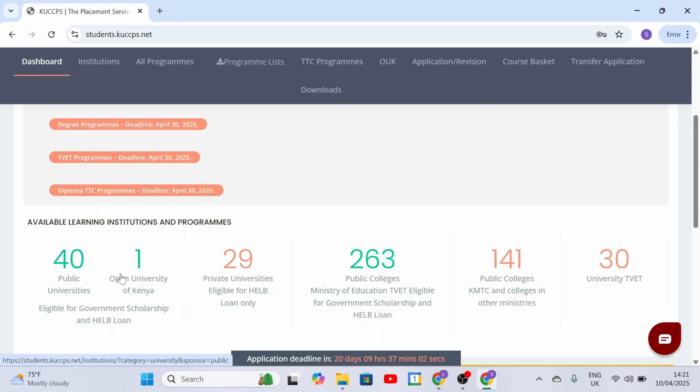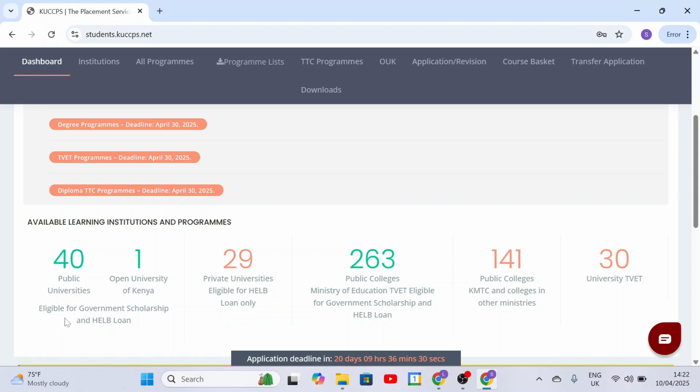This Open University of Kenya, or what they have referred to here as OUK, was created in order to bridge the gap of the student ratio in the campuses, and issues to do with physical limitations. Therefore, what happens in this Open University of Kenya is you apply, you get selected, you join, but you don't join physically. You'll be attending classes online. They're 100% online. That's why it's the Open University of Kenya, to try and bridge that gap. Okay. So they're eligible for government scholarship and HELB loan.